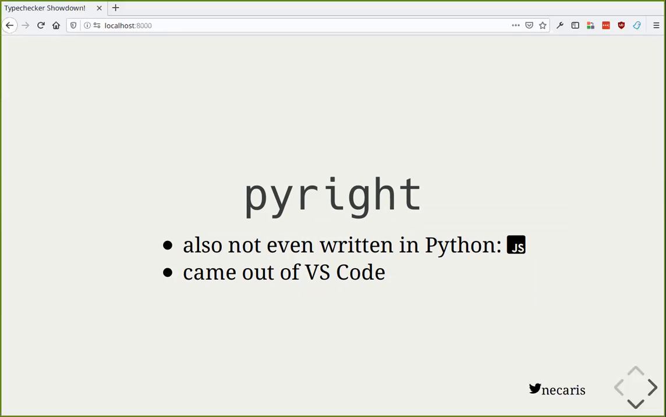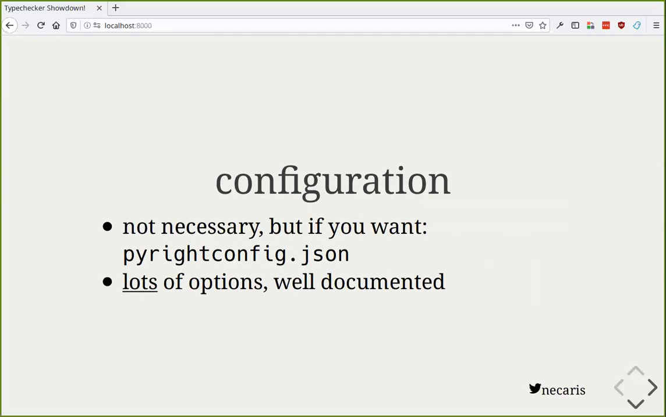Pyright actually came out of Visual Studio Code. It came out of some of the automatic static analysis features in there. I personally really like it. I think it's really well done. Just like the first couple of options, you don't need a configuration, but pyrightconfig.json, again a JSON formatted configuration, is what you get. It has a ton of options. They're all pretty well documented. And if you wanted to, let's say, exclude your test directories, you did need a config file.